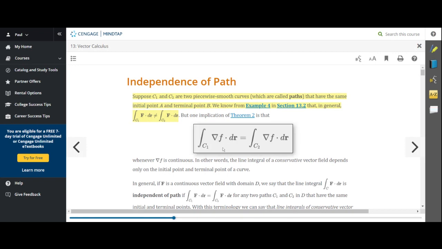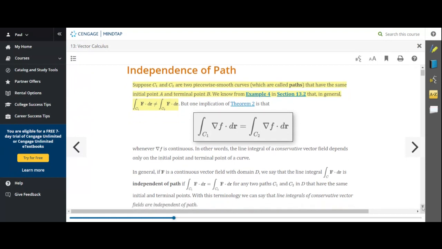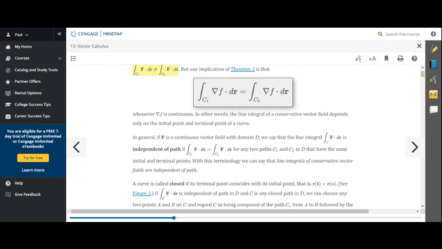Okay, so one implication of the theorem is that if you are computing the line integral of the vector field gradient f along two different paths, they will both be the same, because the way you compute that line integral is just by taking the value of the function at the terminal point and subtracting the value of the function at the initial point. So that's called independence of path.